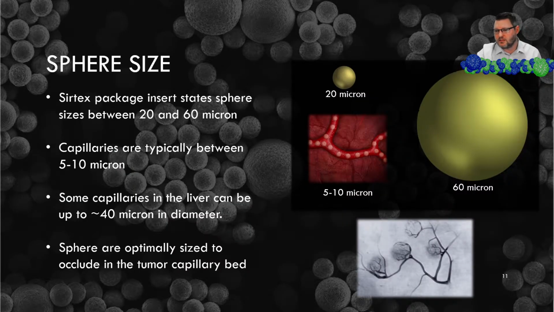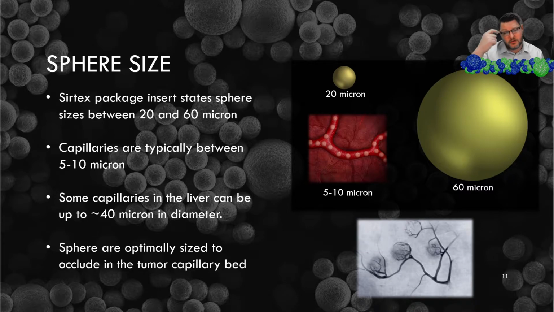Okay, sphere size. Sirtex package insert states spheres are between 20 and 60 microns. Capillaries are typically between 5 to 10 microns. So naturally, as these spheres get pushed through the vascular system, as soon as they hit these capillary beds, they're bigger than the vessels themselves and wedge and stop altogether.